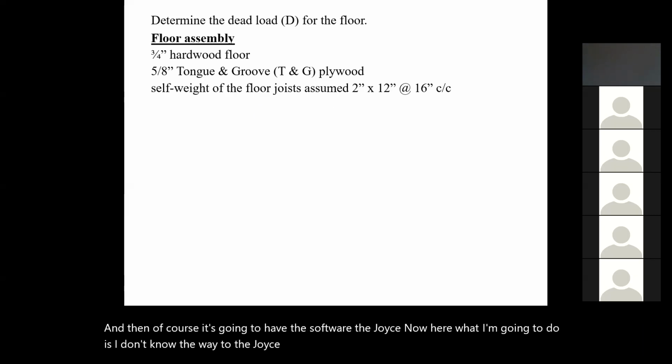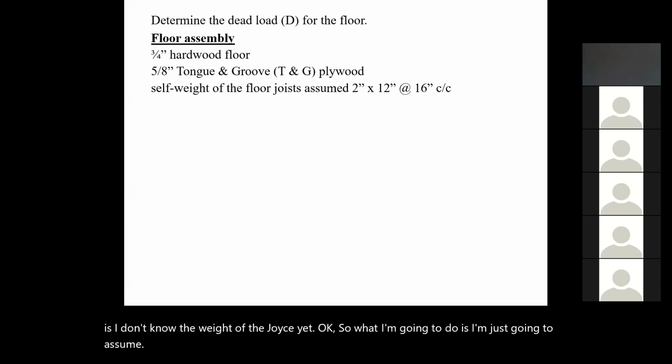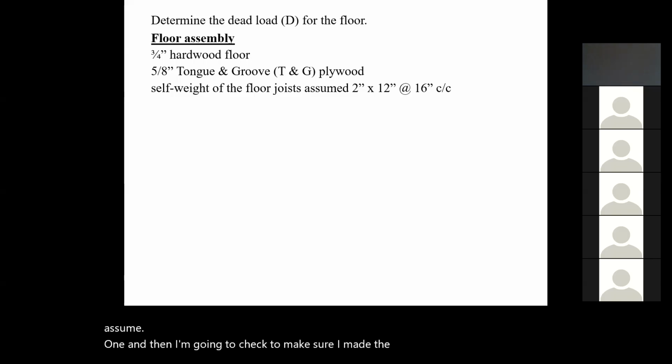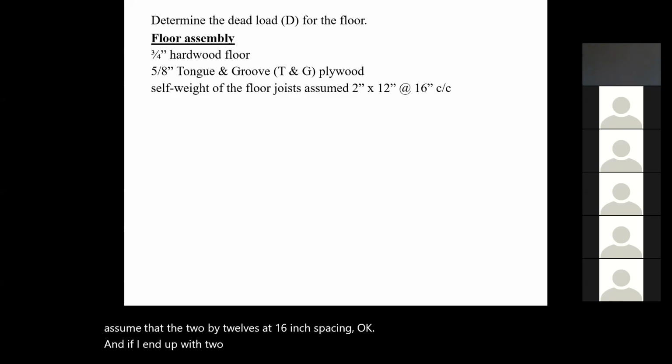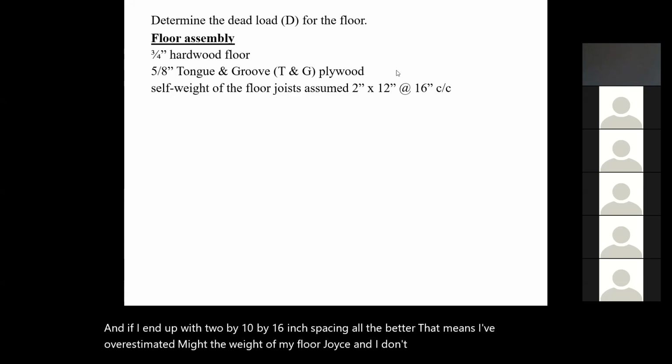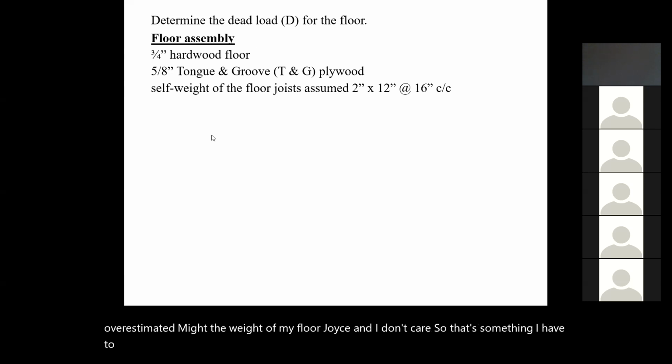Okay, so what I'm going to do is assume one, and then check to make sure I made the right assumption. I'm going to assume the 2x12s at 16-inch spacing. If I end up with 2x10s at 16-inch spacing, all the better. That means I've overestimated the weight of my floor joist, and I don't care. That's something I have to assume at this point, and I will eventually confirm that the assumption is good.